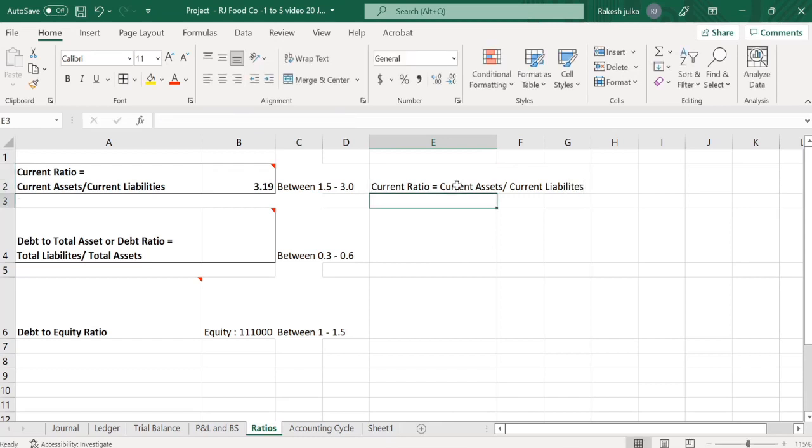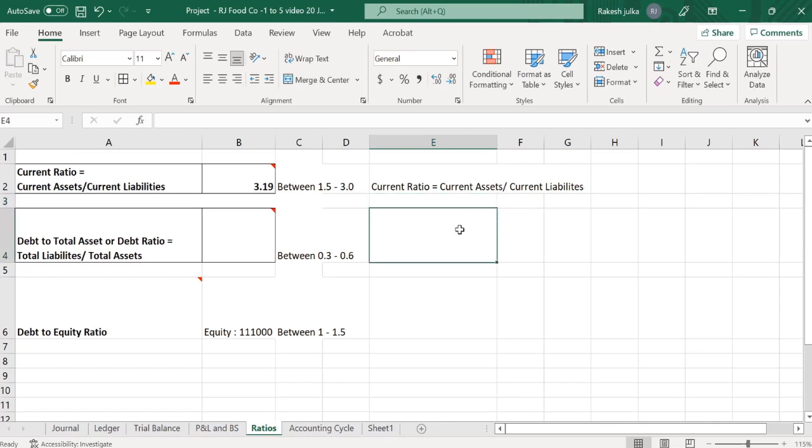Right? So this ratio shows how many current assets we have to meet our current liabilities. It means how many liquid assets we have in our business to meet our short-term liabilities, short-term debts. So definitely our current assets should be more and liabilities should be less.